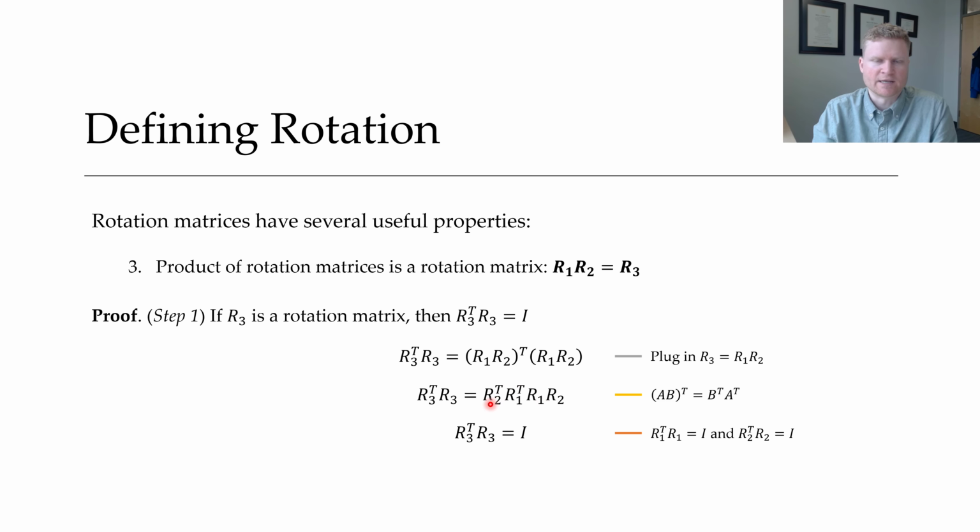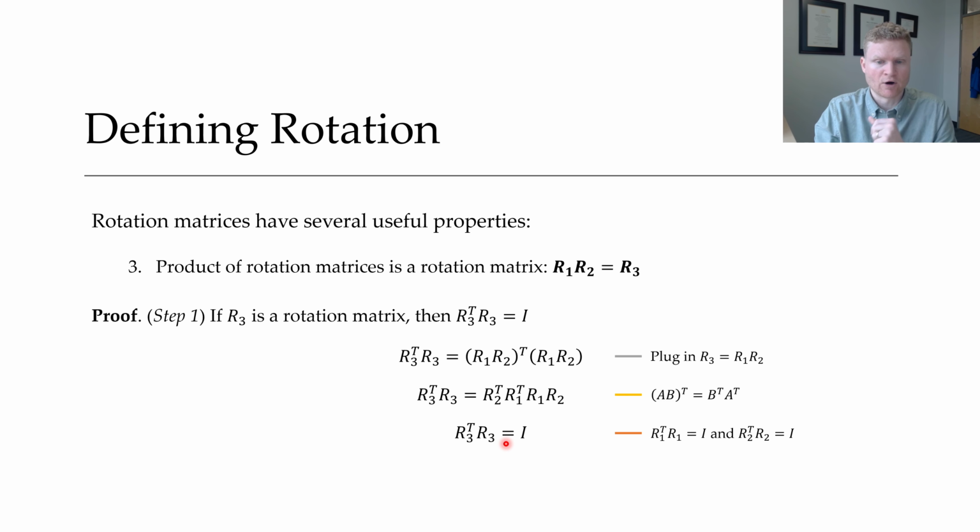And then I'm going to have, again, identity is just like 1 in matrix space. So I'll be left with R2 transpose times R2. And yeah, as you know, that's also going to be equal to identity because it's a valid rotation matrix. So this whole thing just simplifies down to the identity matrix. And we've proven our first step. R3 transpose times R3 is the identity matrix.